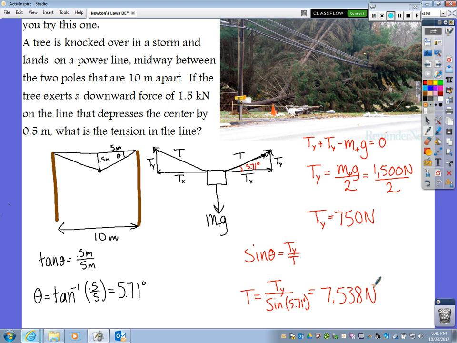I'm only given 2 sig figs, so it becomes 7,500 newtons. Notice this, the tension in the wire is 10 times as big as the tension in the y direction. That's because this is such a tiny angle. Mostly, so we know that Tx is going to be very big. The two wires are pulling against each other with a lot of force and only pulling up with a little bit of force.